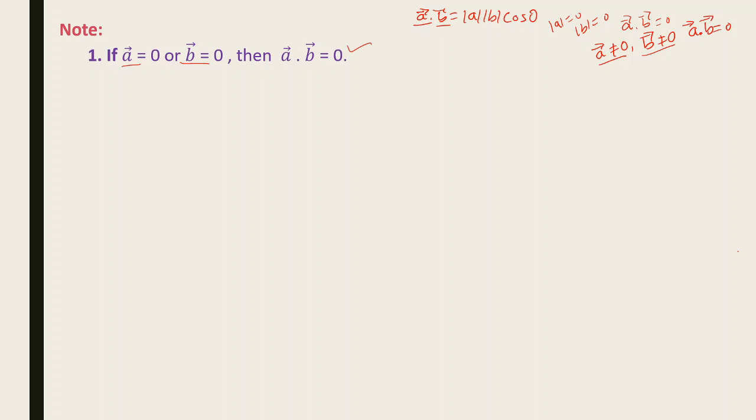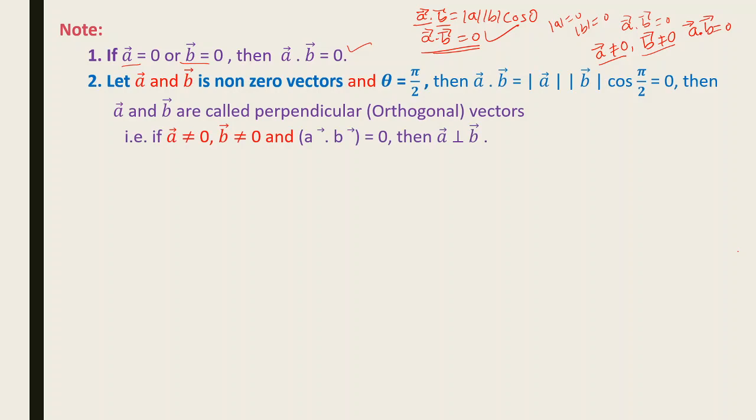Now my question is, here both vectors are not equal to 0. Then is there any possibility of getting vector A dot vector B equal to 0? My answer is yes. How, sir? Simple. Vector A and vector B are both non-zero vectors, but theta is equal to pi by 2. That is, the angle between both vectors is 90 degrees.